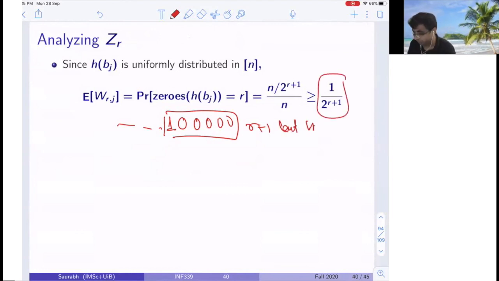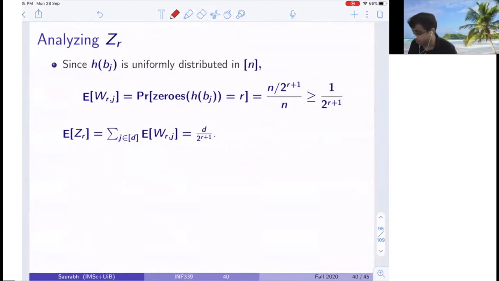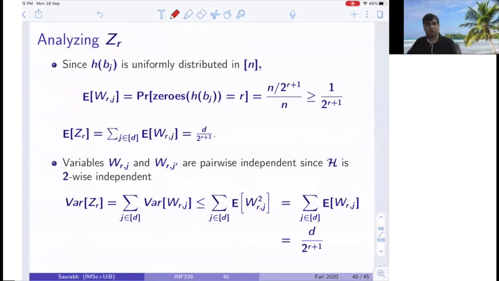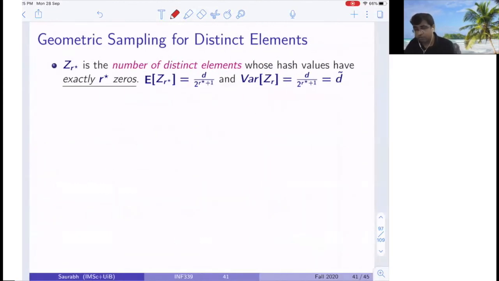Same computation, and same with expectation of Z, now with extra plus 1. And again, because we chose hash functions from this family, you can show that the variance of Z prime is upper bounded by D to the power R plus 1. So expectation and variance are the same even in this case. Now let's try to see what happens. So Z R star is the number of distinct elements whose hash value have exactly R star zeros. Expectation is this, variance is this. Let's call this number D tilde, just for simplicity.